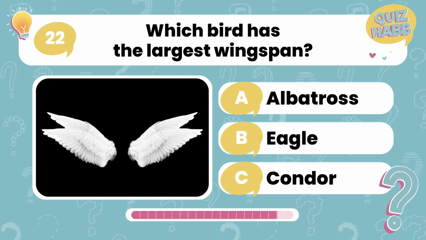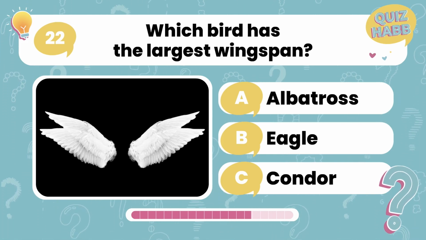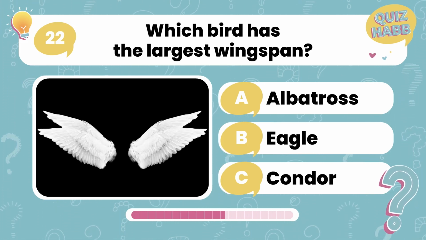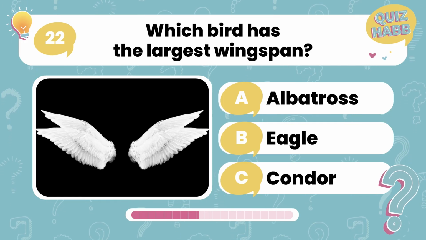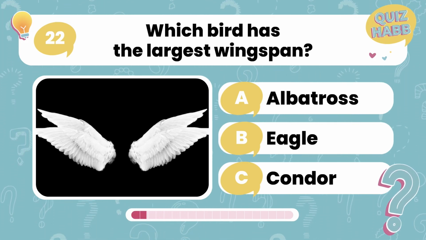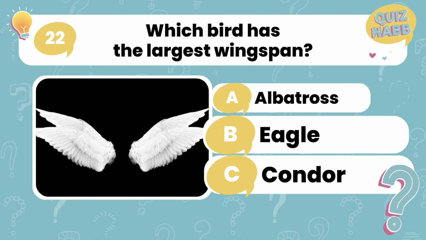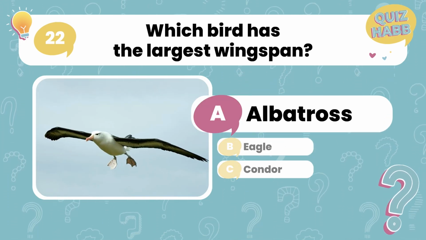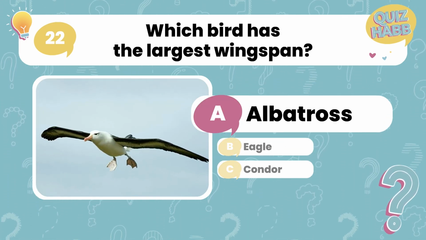Which bird has the largest wingspan? A. Albatross. B. Eagle. C. Condor. Correct answer, albatross. Its wings can reach up to 3.5 meters wide.